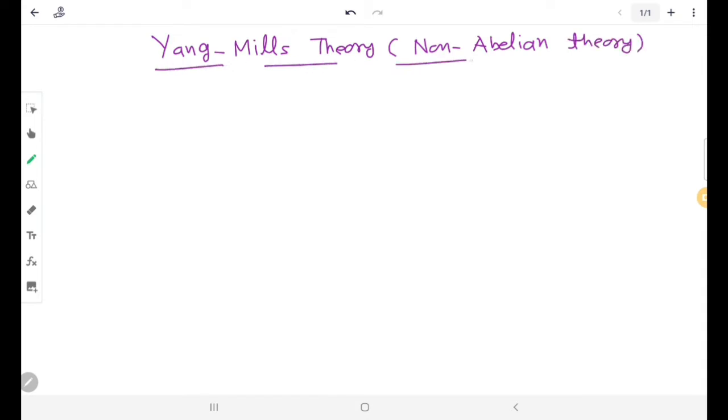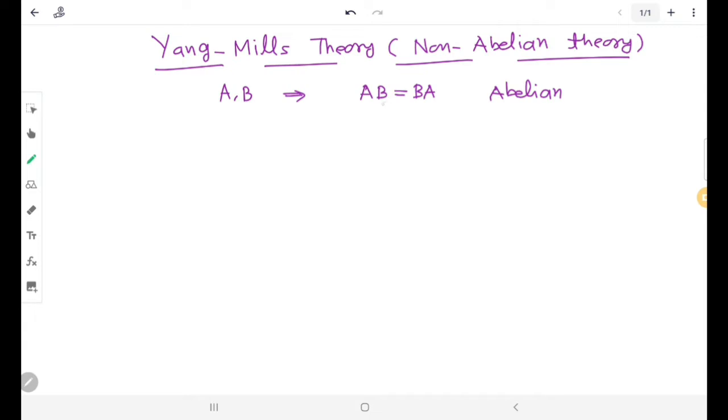So Yang-Mills theory. This has a popular name as well. It is called non-Abelian theory. So let me first tell you what this Abelian means. Suppose we have two quantities, let us say that A and B are the two quantities, and we are just writing a combination like this, AB and BA. If we have two quantities and the order does not matter, then we call it Abelian. Where order does not matter is called Abelian.